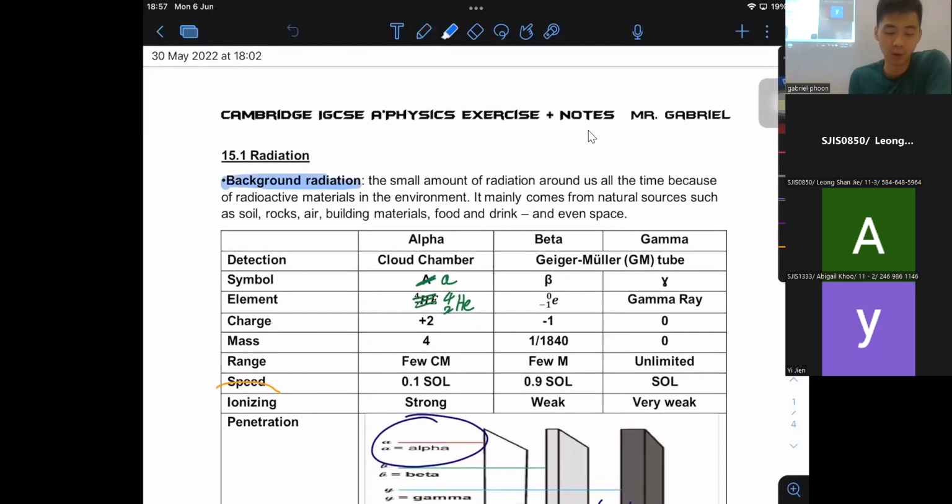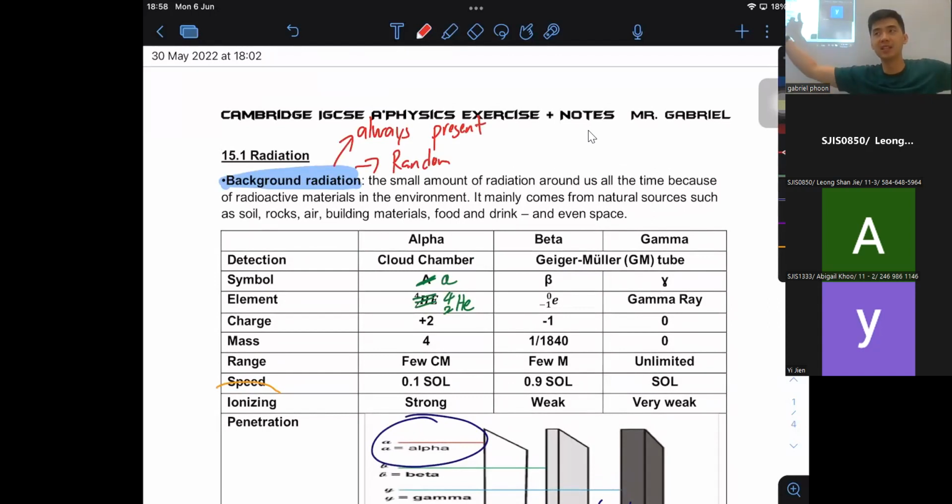Guys, what is background radiation? There are 2 key characteristics of background radiation. Number 1, it is always present. And number 2, it is definitely random. What do I mean by that? What is actually background radiation?